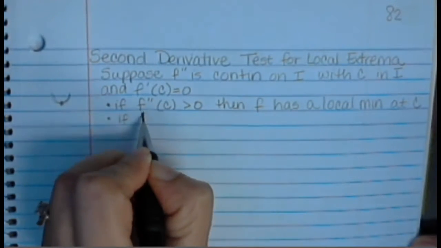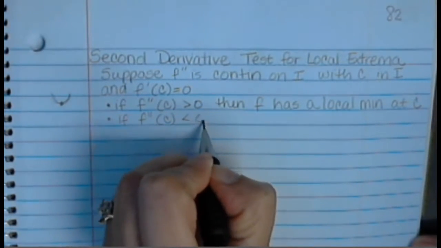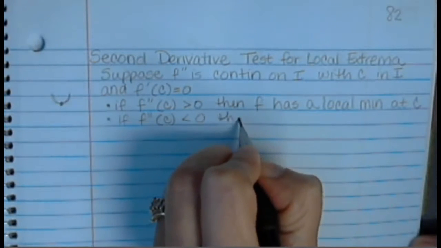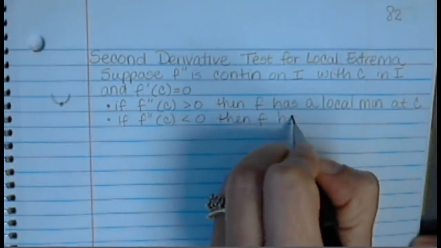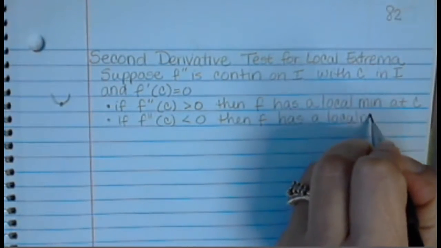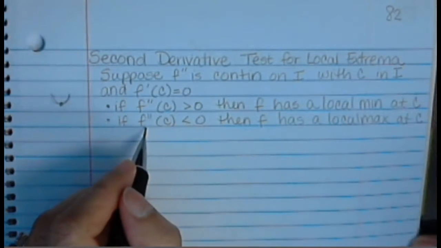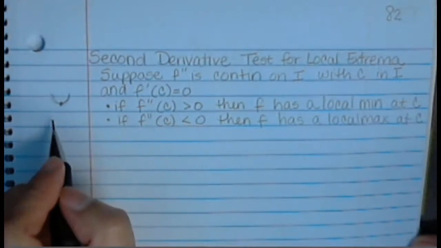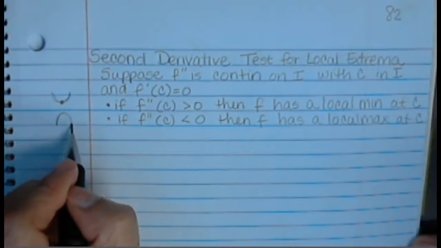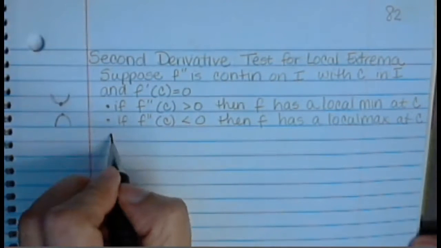Likewise, if f double prime of c is less than 0 or negative, then we know that f has a local max at c. And again, remember, if f double prime is less than 0, it is concave down, so our point must be at the top, therefore it is a local max.